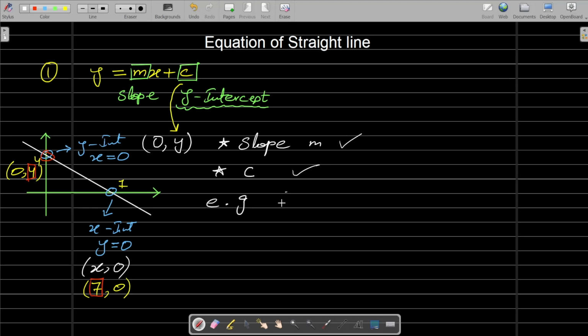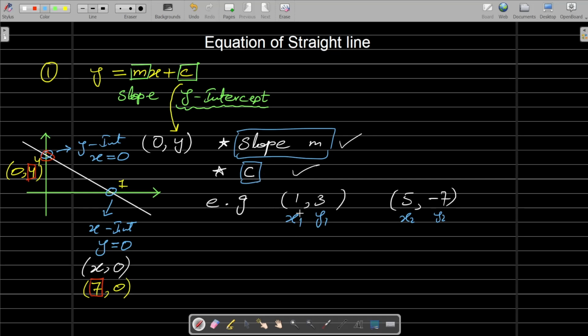For instance, I am considering 2 points: (1, 3) and (5, -7). I need to find the equation of the straight line based on these 2 points. First of all, you have to label these points. So this is my x1, this is y1, this is x2, and this is y2. As the method says, you should know the slope first and then find the y-intercept.